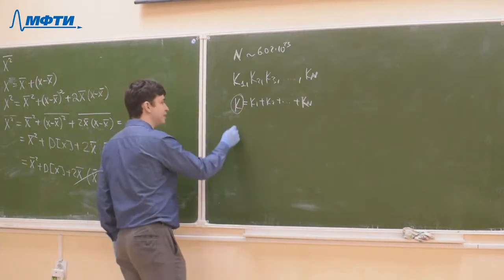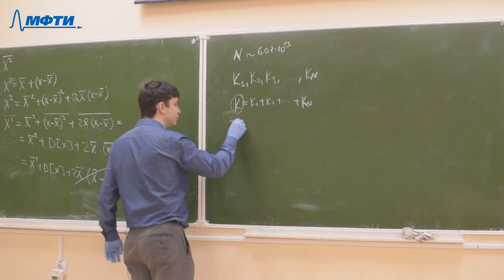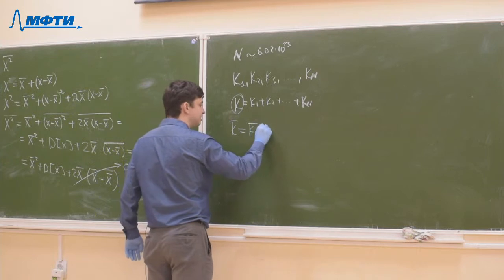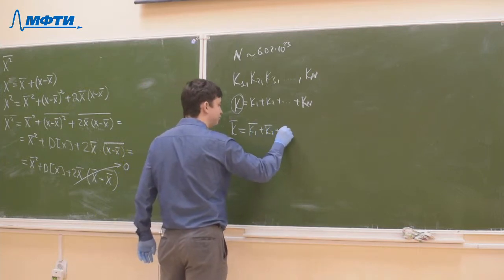We can first take the average. So the average kinetic energy of the gas is given by the sum of the kinetic energies of each molecule.